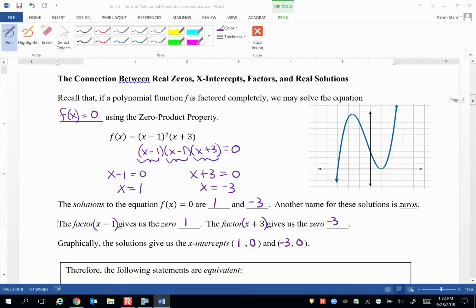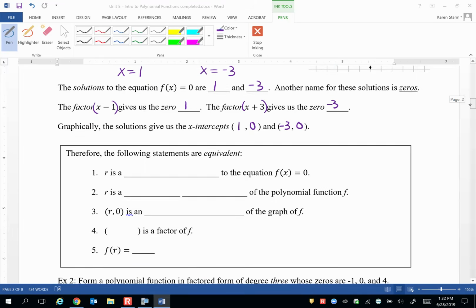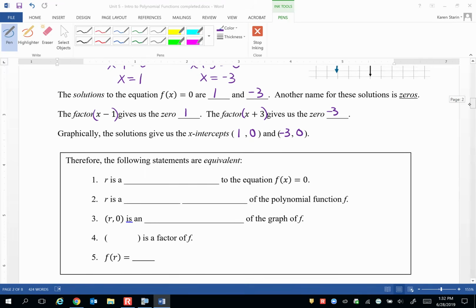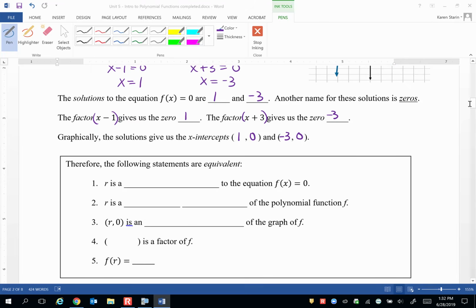So let's summarize these equivalencies. Using the arbitrary letter r for roots, we say r is a solution to the equation f of x equals 0. We could also say r is a real 0 of the polynomial function f. We could say the coordinate pair (r, 0) is an x-intercept of the graph of f.